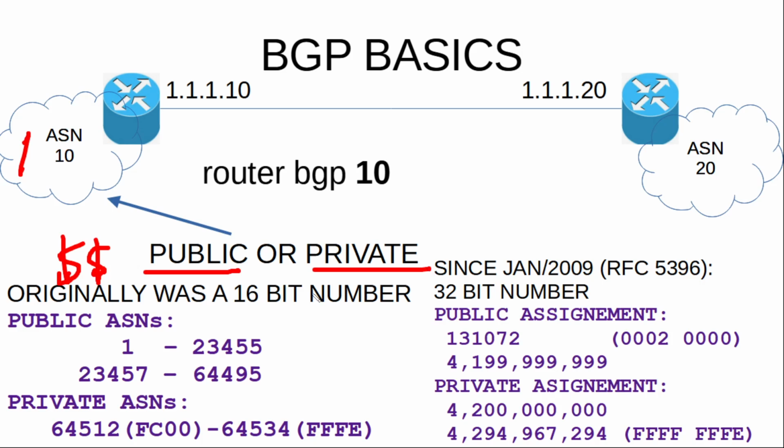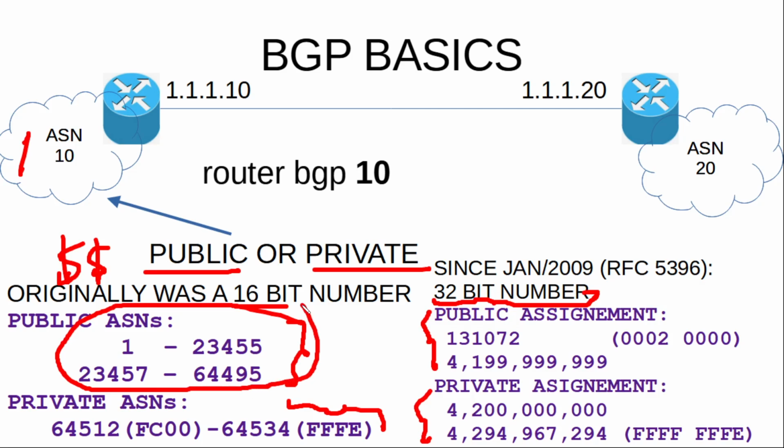Originally, this autonomous system number was 16-bit wide. These were the options for public autonomous system numbers. This was the set of available private autonomous system numbers having 16-bit numbers. Since January 2009, this autonomous system number became larger, so you can now use 32-bit numbers. This is the set of 32-bit available public autonomous system numbers, and this is the set of ASNs for private use for 32 bits. And this happened because we were running out of these public autonomous system numbers using 16 bits.